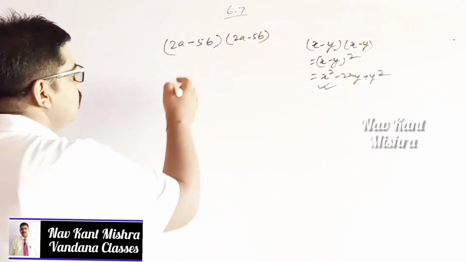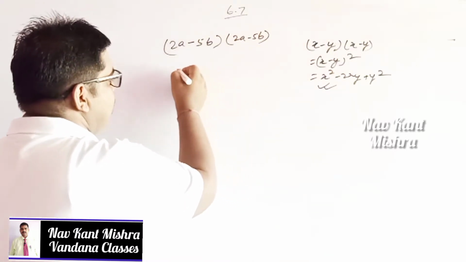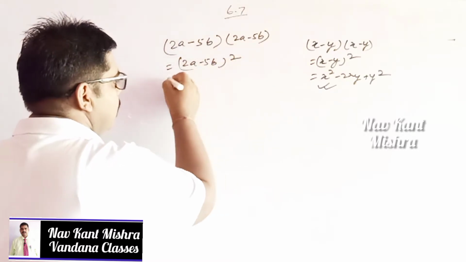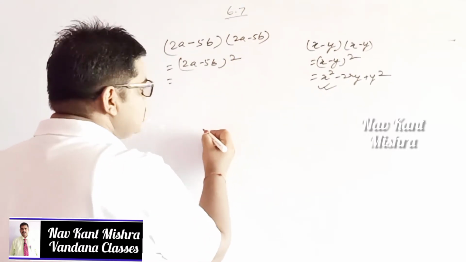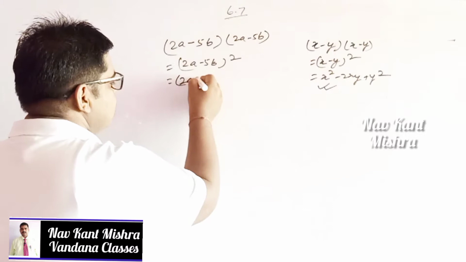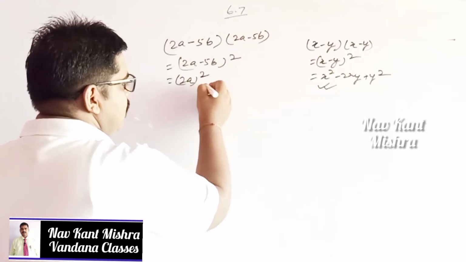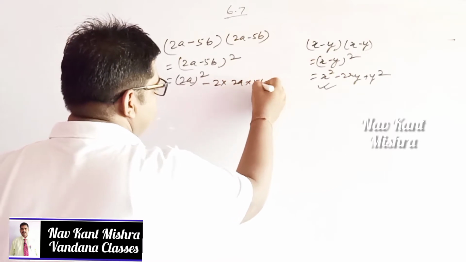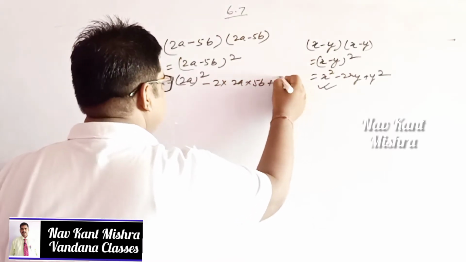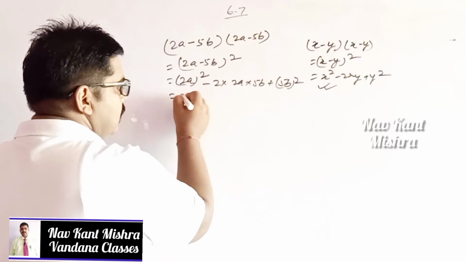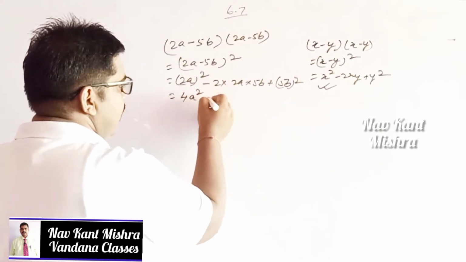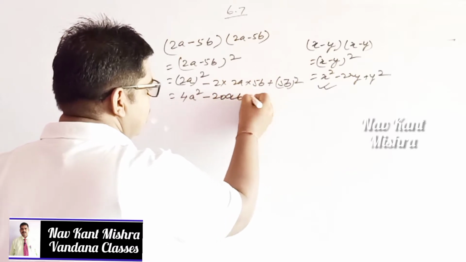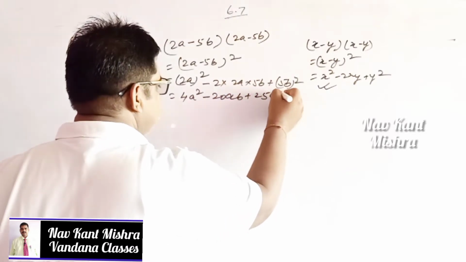And now 2a minus 5b into 2a minus 5b can be written as 2a minus 5b whole square, and by using this formula it can be written as 2a whole square minus 2 into 2a into 5b plus 5b square, and after that 4a square minus 20ab plus 25b square.